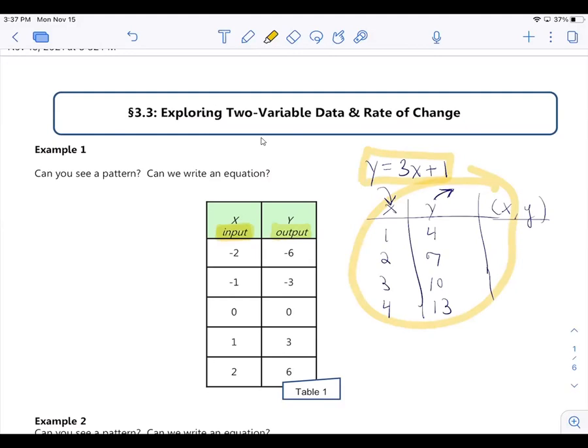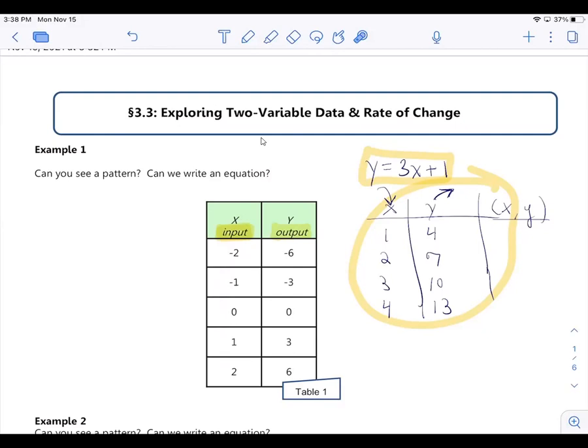But what we can look at is, pay attention to your X's. How are your X's increasing? By how many units do they increase every time? 1. Nice. Okay. So that's good news for us.